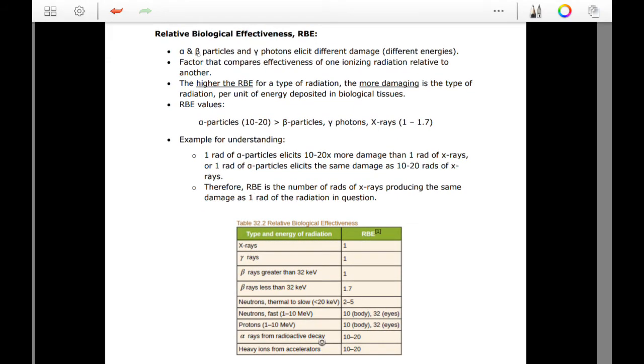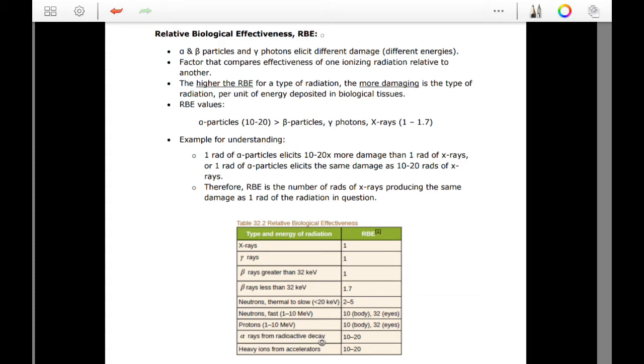And so we know that alpha and beta particles and gamma photons elicit different amounts of damage to a body or to an object because they have different amounts of energy. And so we needed something to allow us to compare the relative ionizing radiation to one another. This relative biological effectiveness is actually just a factor that compares the effectiveness of one ionizing radiation relative to another. And so the higher the RBE for a type of radiation, the more damaging this radiation is going to be when it's deposited into a biological tissue.